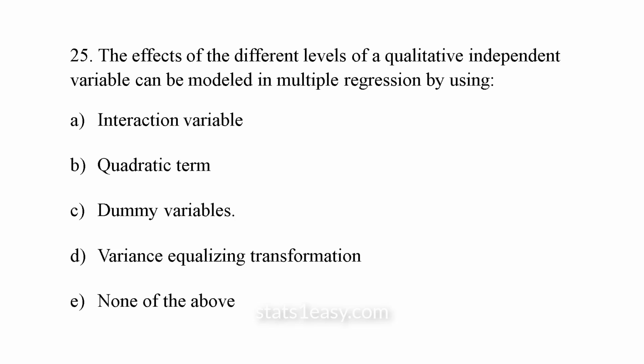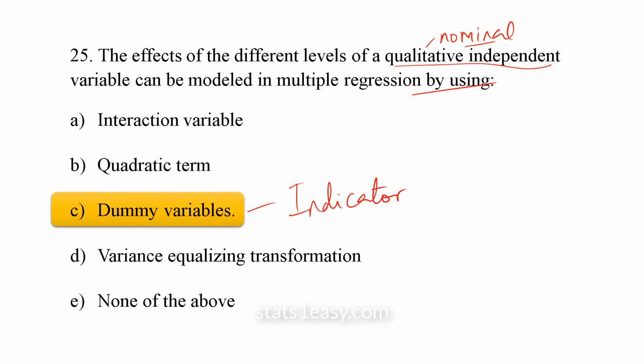The effect of the different levels of a qualitative variable. So we know a qualitative independent variable, also called a nominal independent variable, can be modeled in multiple regression by using, obviously, when we're modeling nominal variables, we're using indicator or dummy variables. Indicator or dummy variables is how we model them. So all these other terms are incorrect. So the answer is C here. Dummy variables or indicator variables, which we also call 0-1 variables sometimes.